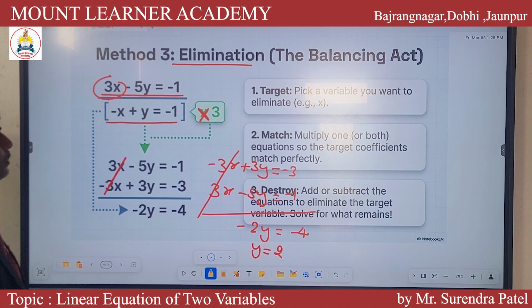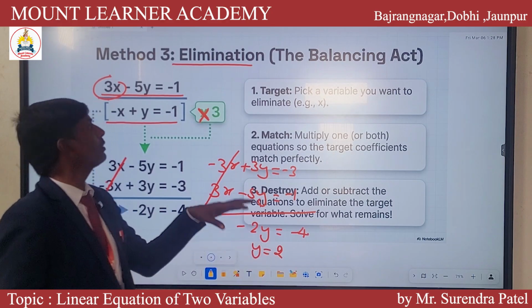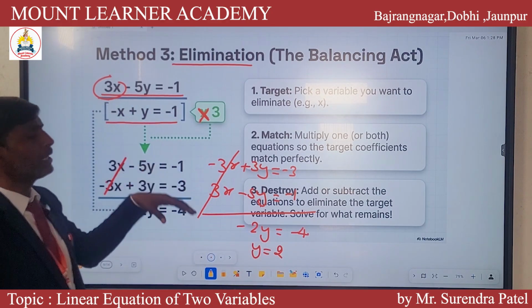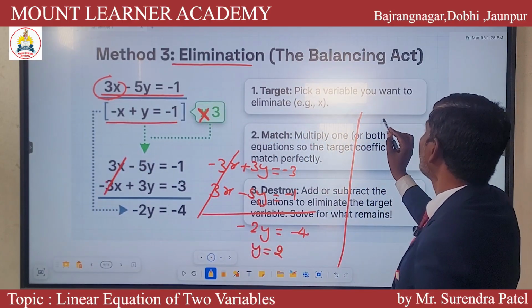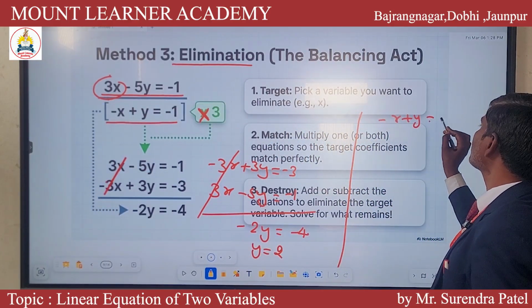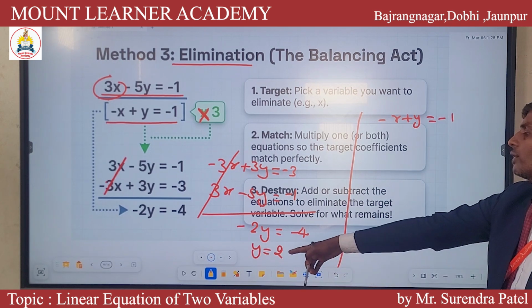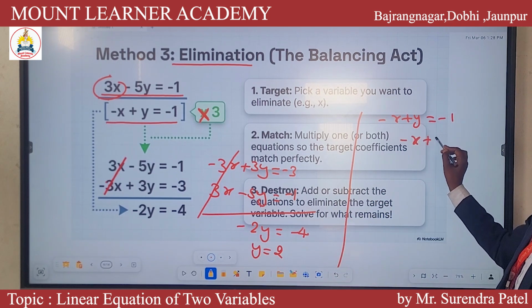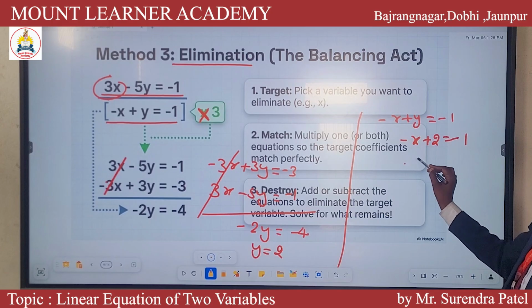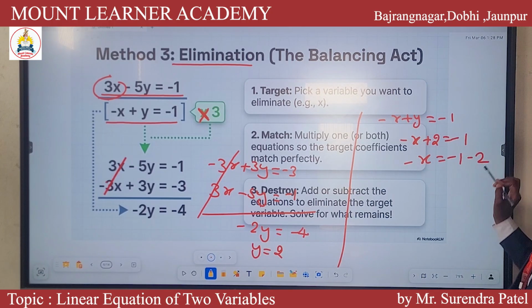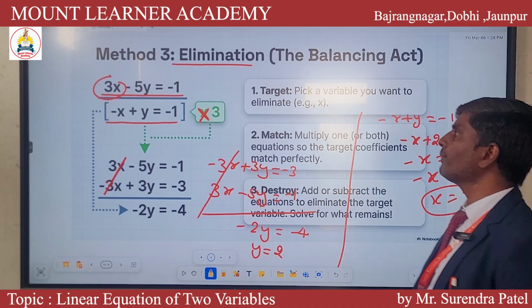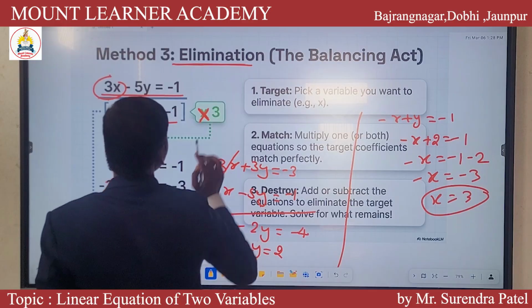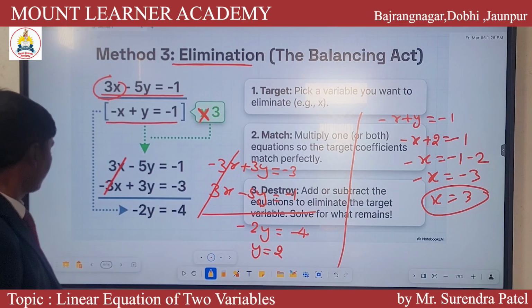We got y is equal to 2, and we put it in any equation to find the value of x. For example, minus x plus y is equal to minus 1, we put y is equal to 2. So minus x plus 2 is equal to minus 1, minus x is equal to minus 1 minus 2, minus x is equal to minus 3, then x is equal to 3. Okay, so this is the elimination method.